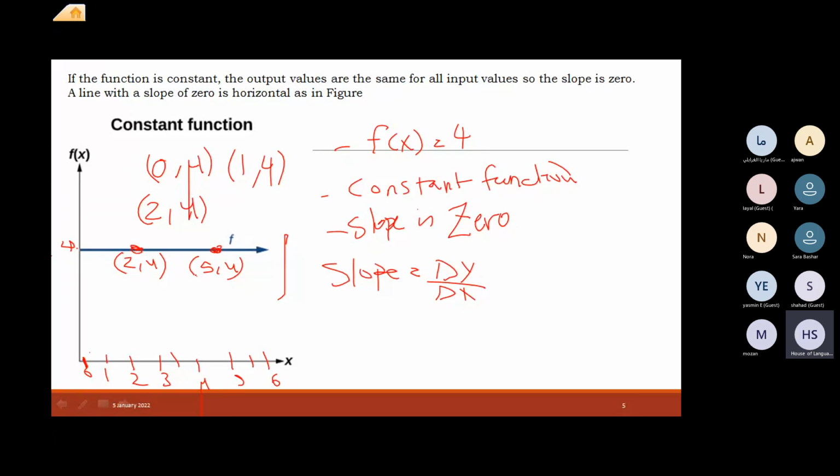Now, where is the change of y? Where are the y's here? 4. And the second y? 4. So you will say 4 minus 4 over, where's the x? 5 minus 2. 4 minus 4 is 0. And 5 minus 2 is 3. 0 over 3 is 0. So that means the slope of the horizontal line must be 0. It's always zero, but I just proved to you how it's zero. So remember, if the line is horizontal, the slope will be what? Zero. What kind of function is this? Constant function. Even if the input changes, the output is still the same.